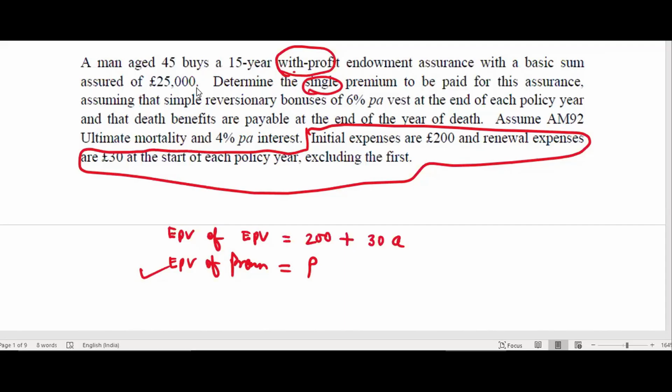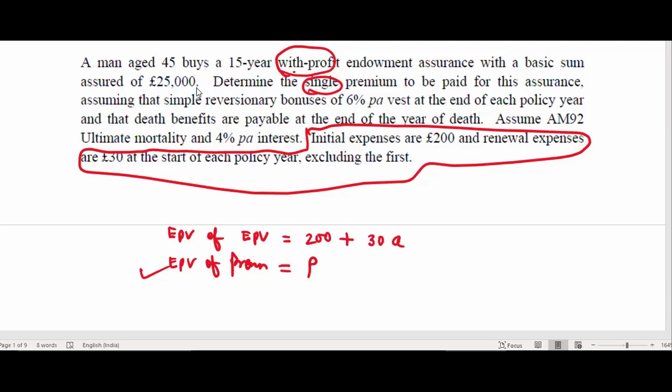Remember, whatever way you calculate the expected present value of premium, the same way you have to calculate the expected present value of expense. The only difference is that premiums are collected in advance, so we write due. The renewal expenses are not collected in advance, so we will not write due. In place of P, you have to write 30. That's all. Here we have not written A 45 because it's not an annual premium. It's a single premium.